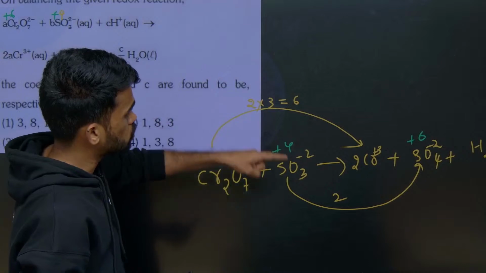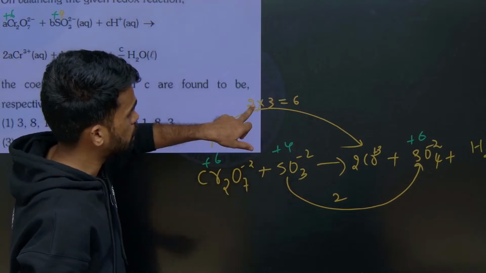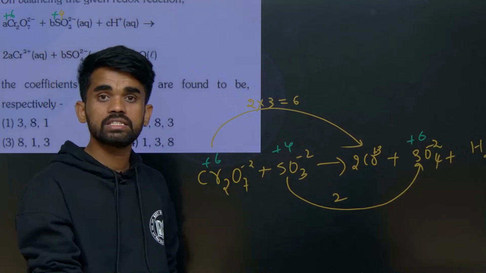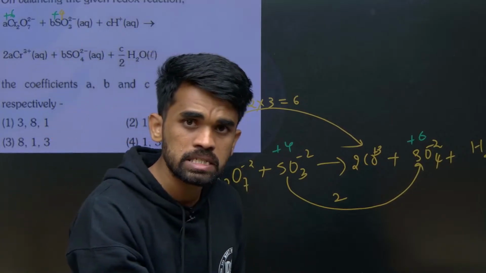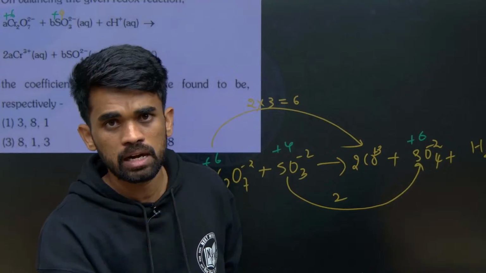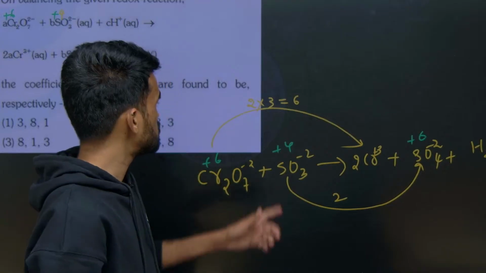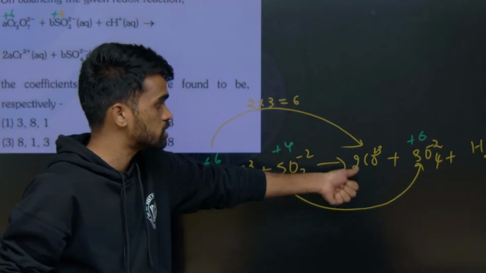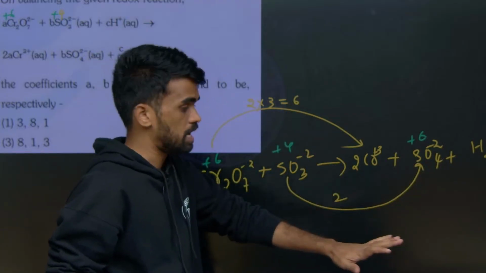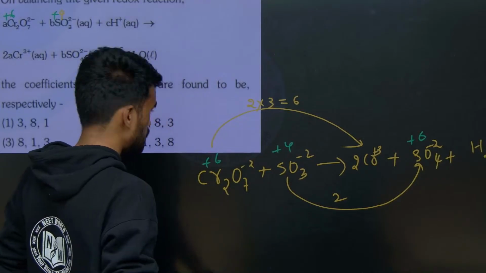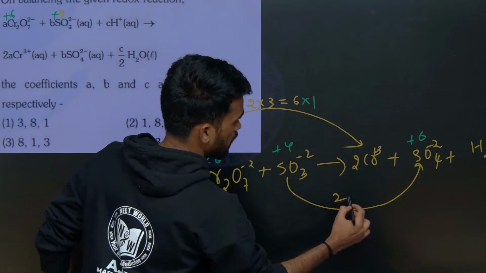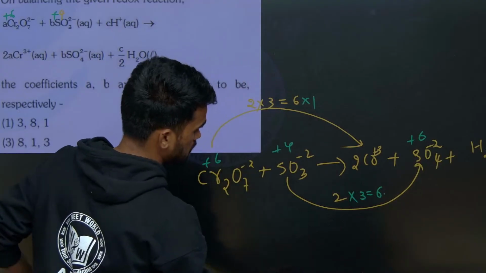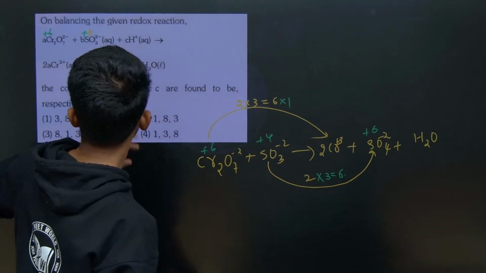Okay, so in order to make this number equal, here it should be 6, here also it should be 6. So during a redox reaction, the number of electrons lost and the number of electrons gained should be equal. Here it is 6 electrons lost, 6 electrons gained in this process. So in order to make this 6, I am multiplying here with 1 and this equation with 3, therefore it also becomes 6. I hope it is clear up to here. So what are we doing with this?